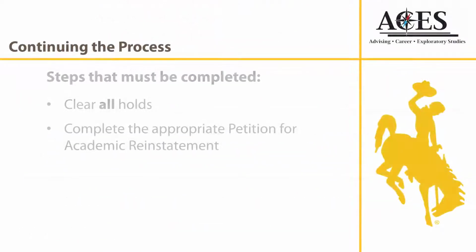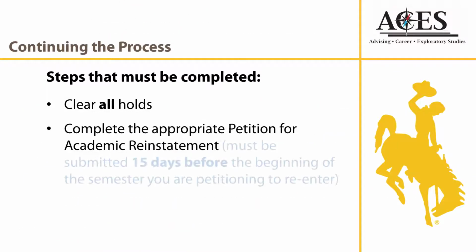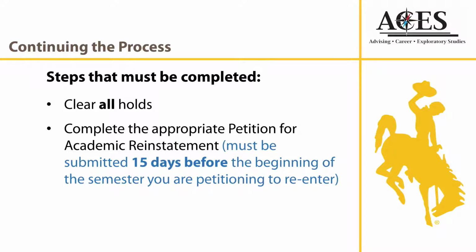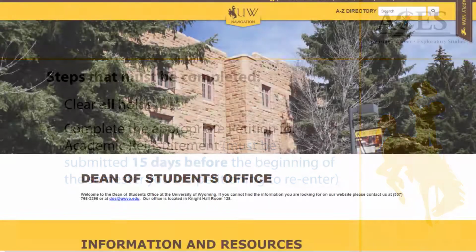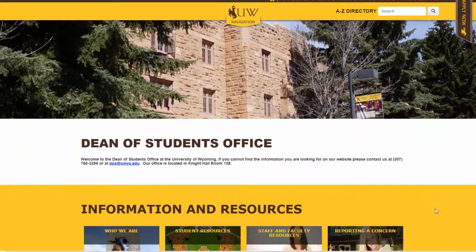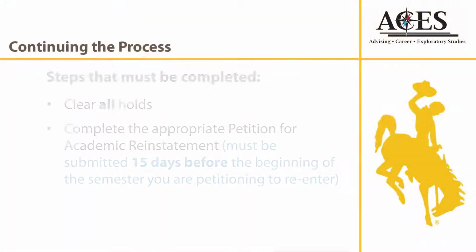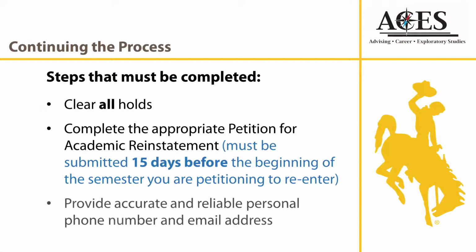Your petition must be submitted 15 days before the beginning of the semester you want to be reinstated. If you want to petition after the 15-day deadline, you will need to contact the Dean of Students' office to discuss an exception. Now this is important. Make sure you provide both an accurate and reliable personal phone number and email address in your petition. Those are the only ways we can contact you.